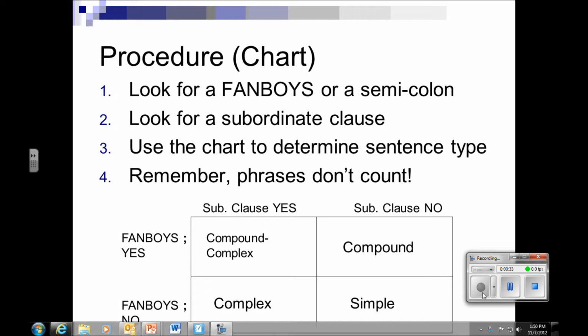Number 3, you can use this chart if you can't remember what makes up the given sentence types. So if you have a fanboys, you'd either have a compound complex or just a compound, depending on if you have a subordinate clause or not. If you don't have a fanboys, it could be either complex or simple. If you have a subordinate clause, it's either compound complex or complex. If you don't have a subordinate clause, it's either compound or simple. You use this chart just like the chart that you use in science class.